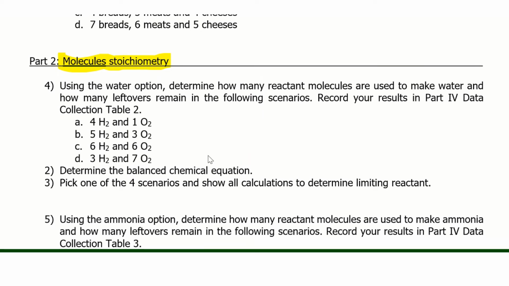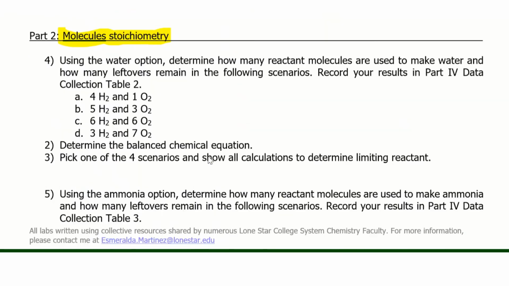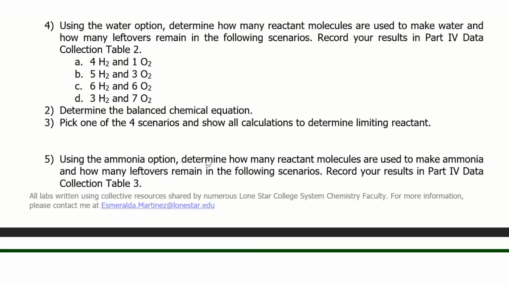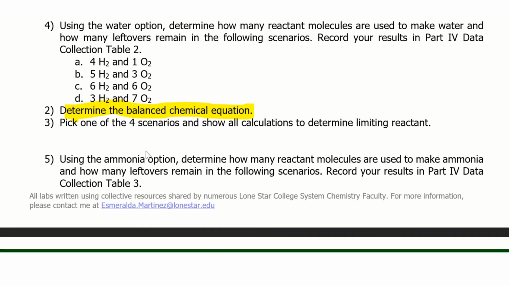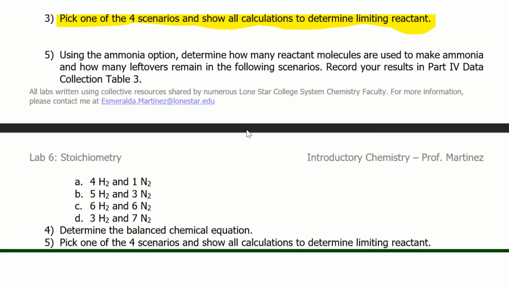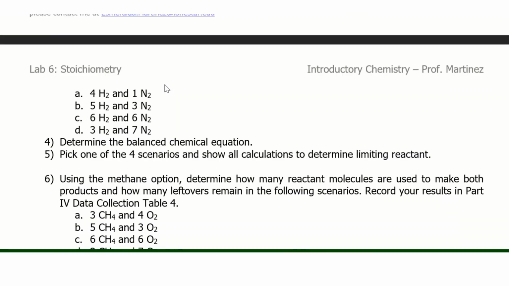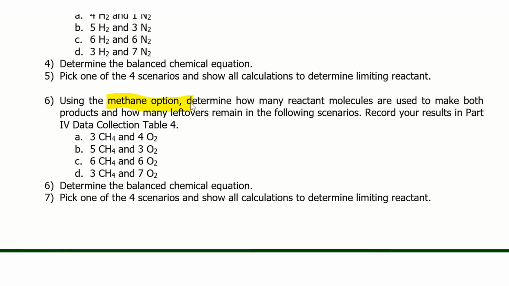Basically, yeah, it's very similar to the sandwich, except now you're working with actual molecules. So, in addition to reacting these and recording how many leftovers and how many you made, you are going to determine the balanced chemical equation, and you are going to pick one of the 4 scenarios and show all your calculations for determining that limiting reactant. You're going to do the same thing for ammonia and then for methane.